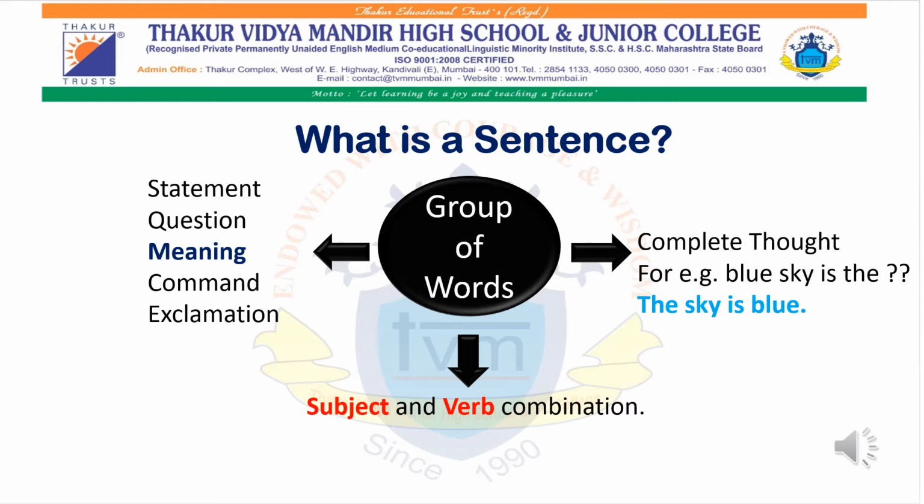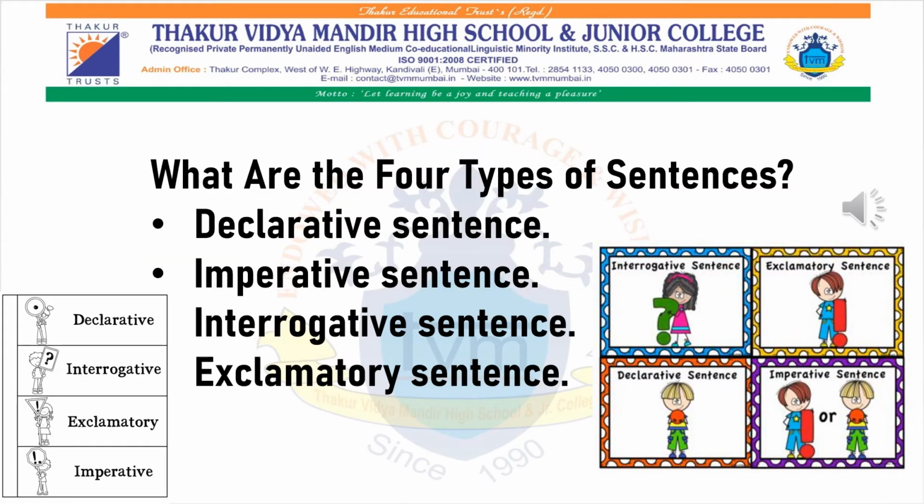It can be a question sentence, a command sentence, or an exclamation sentence. So once you all know what a sentence is, today we are going to study the kinds of sentences, also called types of sentences. So, what are the four types of sentences?